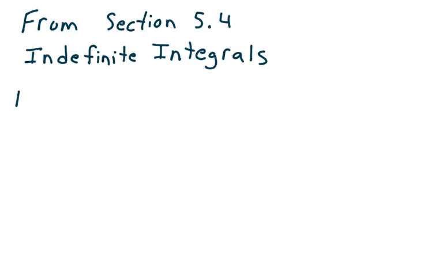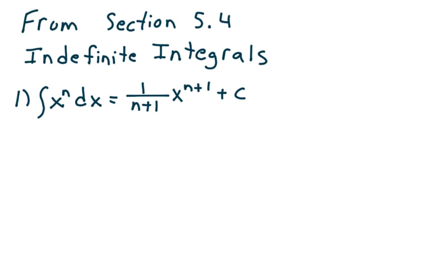Number 1, the integral of x to the n dx is equal to 1 over n plus 1 times x to the n plus 1, plus c. So when you add the c, you're looking for a family of functions so that when you take the derivative, you get x to the n back. By the way, on number 1, n cannot be -1 because if n is -1, you divide by 0.